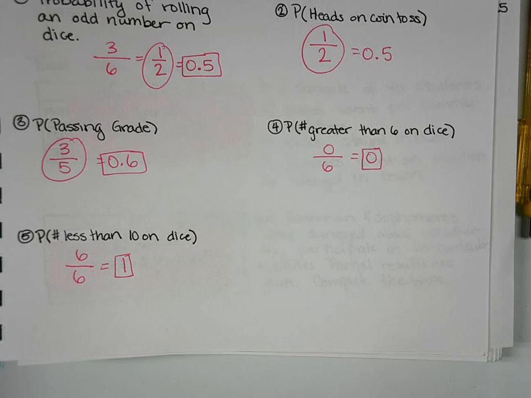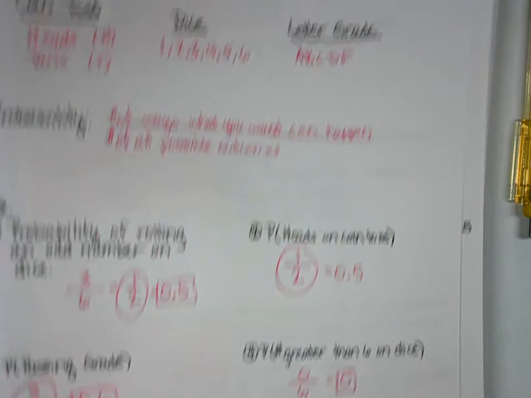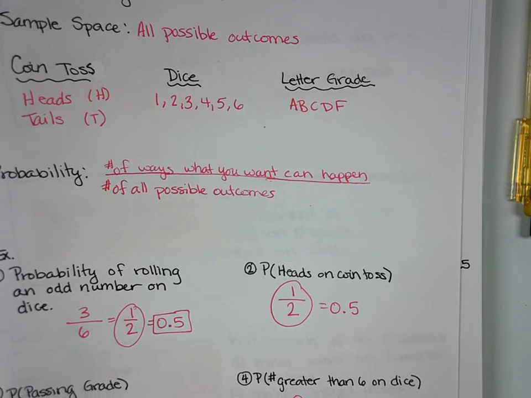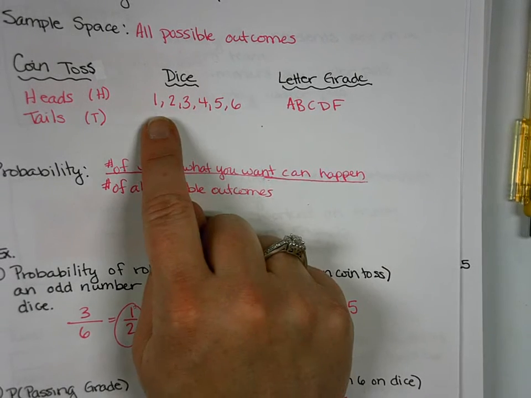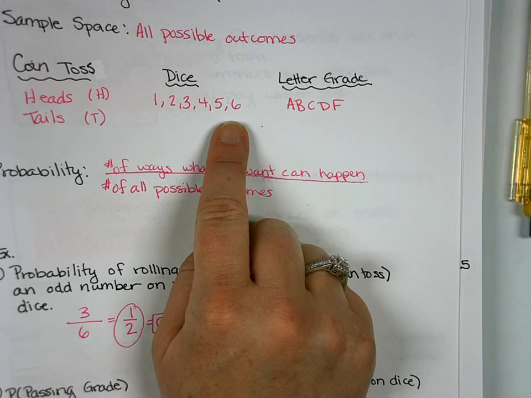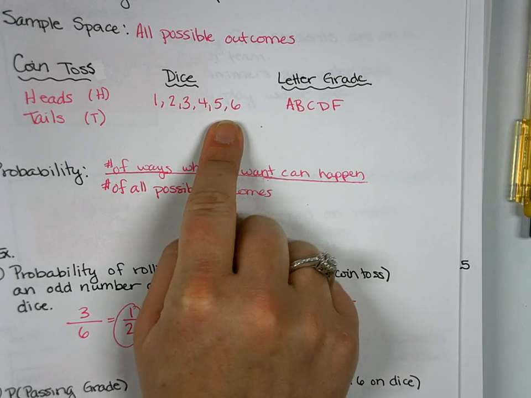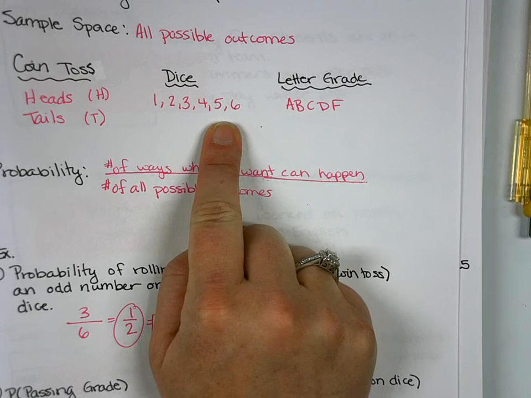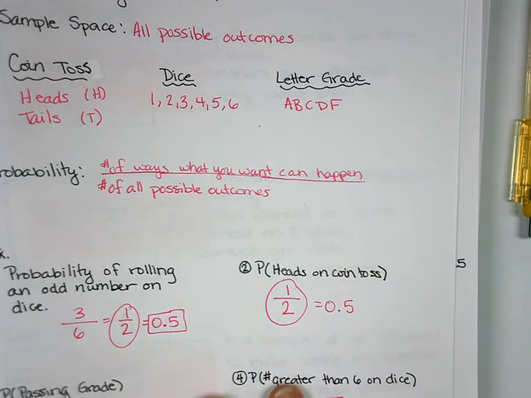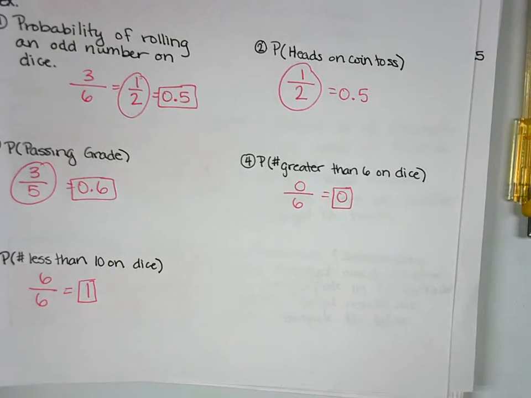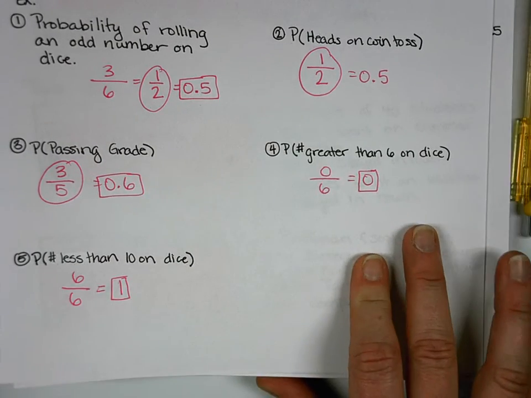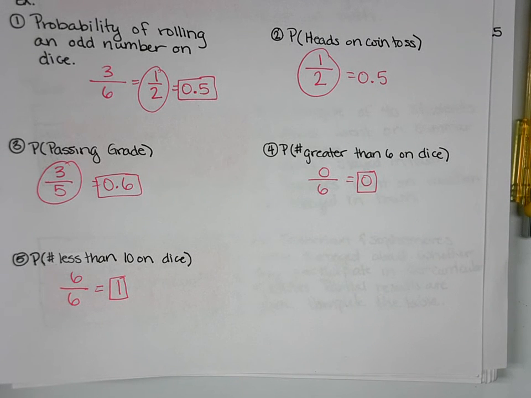I don't get number 5. Okay. So on a dice, what numbers do you have? 1, 2, 3, 4, 5, 6. So if we're looking for the probability that when we roll the dice, we get a number that's less than 10, we have a total of 6, so that means our denominator is 6. Now how many of these fit that condition, less than 10? All of them. So that's why it's 6 over 6. Any questions so far on just basic probability?